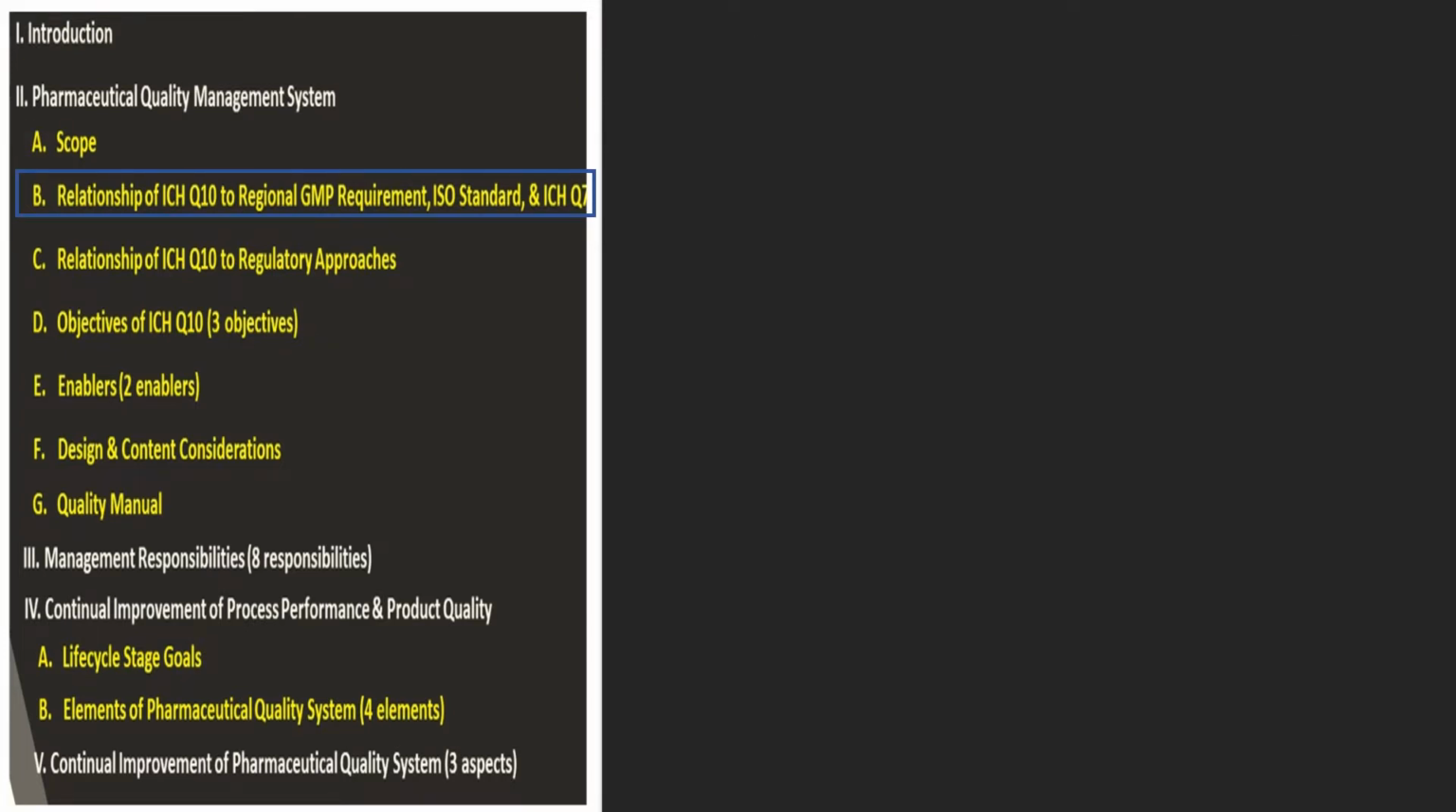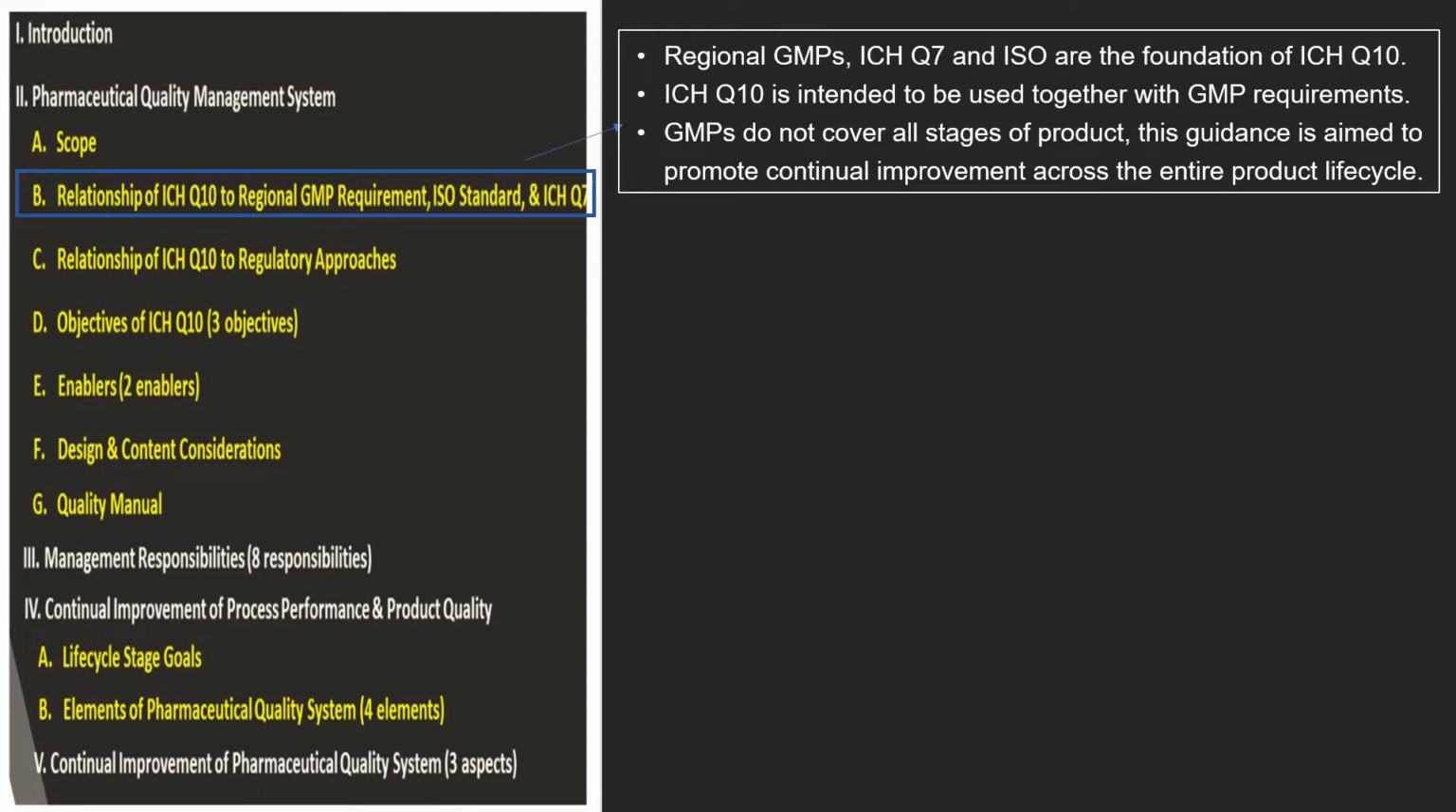Now if we see the relationship of ICH Q10 with the regional CGMP requirements, we should understand that the regional CGMP requirements, ICH Q7 on the API manufacturing and ISO guidelines, that is 9000:2015, are the foundations for preparation of this guidance. ICH Q10 is intended to be used together with all the other CGMP requirements. As we have seen earlier, GMP do not cover all the stages of the product, basically the initial product development part. So this guidance is aimed to promote continual improvement across the entire product life cycle, right from development to product discontinuation.